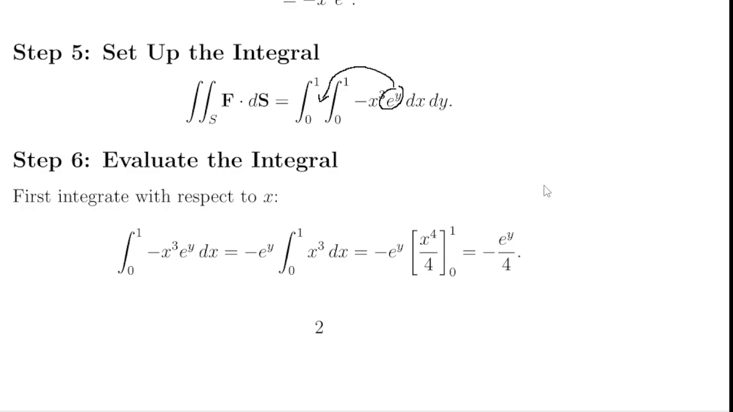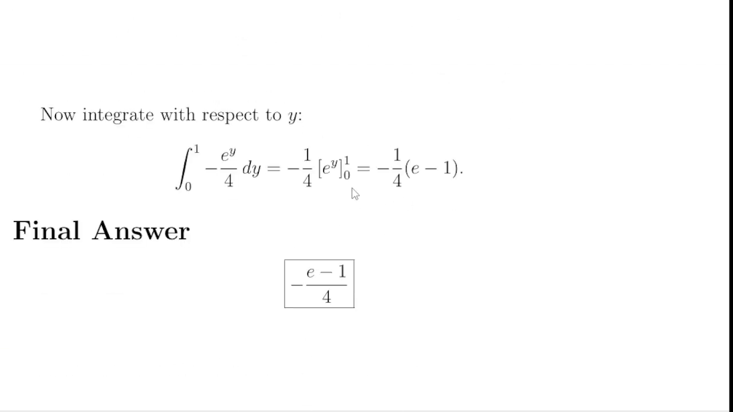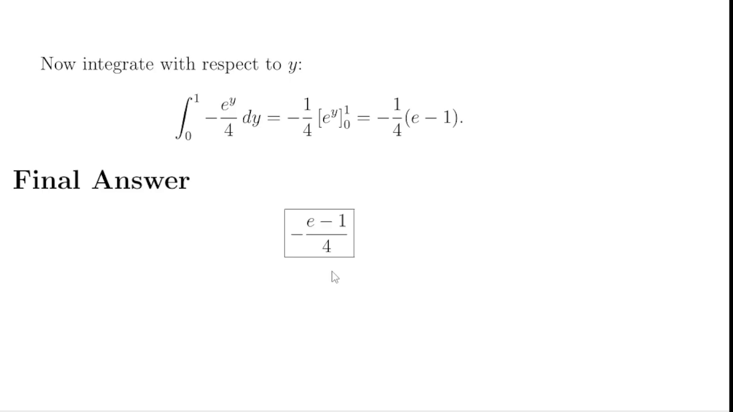Now we need to take this negative e to the y over 4 and integrate it with respect to y from 0 to 1. So that's the outside integral. e to the y is just e to the y, and then multiply by negative 1/4, evaluate it from 0 to 1, and end up with negative (e minus 1) all over 4 as our final answer.